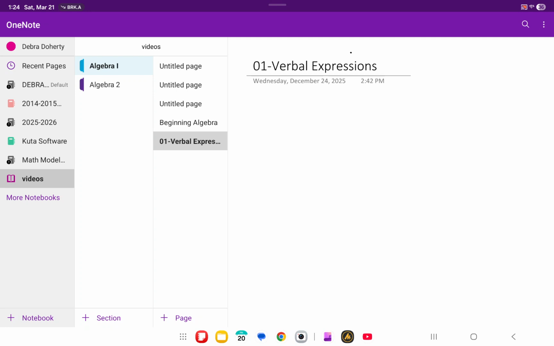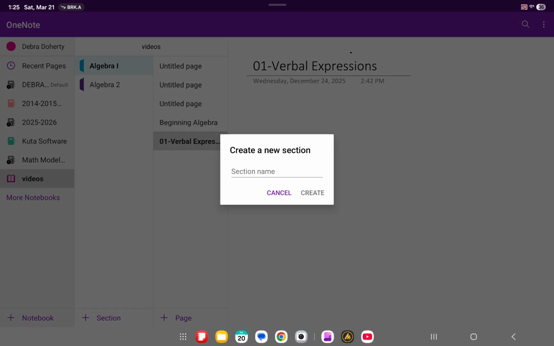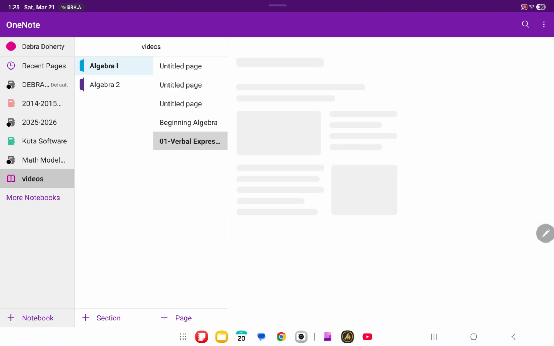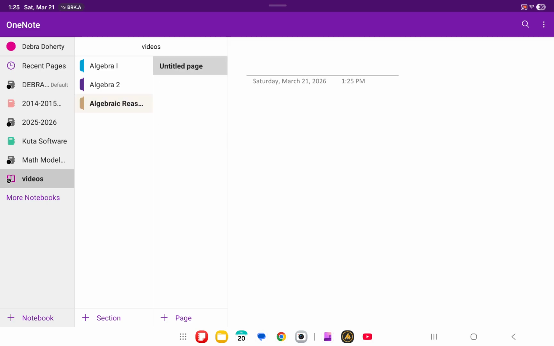I need a new section because the Algebra 1 and Algebra 2 is from my CUDA software suggested order of content. So I'm going to start a new section here. I just came down to the bottom and we're going to call this algebraic reasoning. There it is, algebraic reasoning. We have an untitled page.